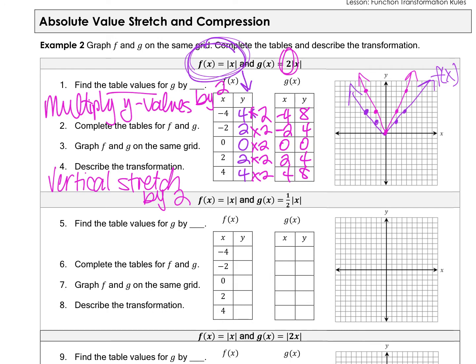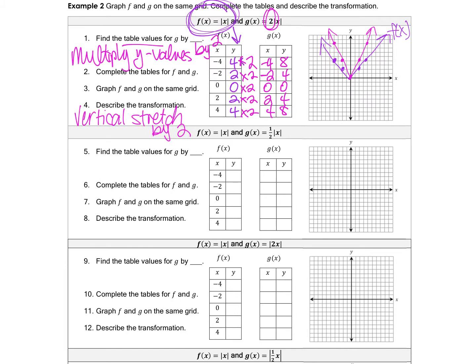All right, let's take a look at the next one. So notice, again, we're always starting with our parent function. That's why parent functions are very important. Now notice that the difference between the last example we did and this example is instead of multiplying it by 2, we're going to be multiplying it by a half, which is the same thing as dividing by 2. So in order to get our G values in the table, instead of multiplying by 2, we're going to be multiplying by a half.